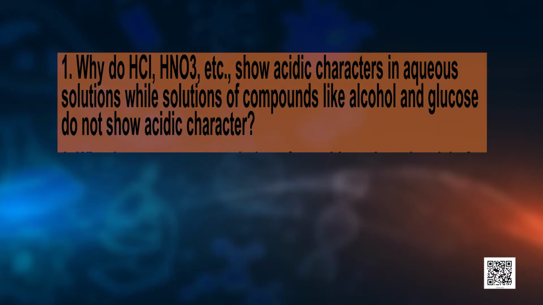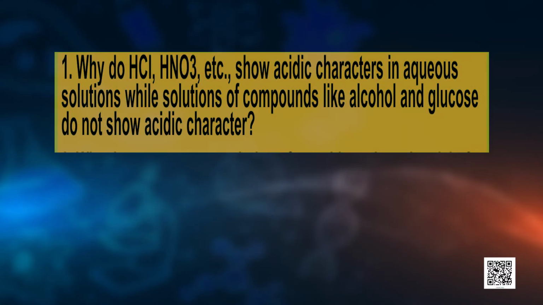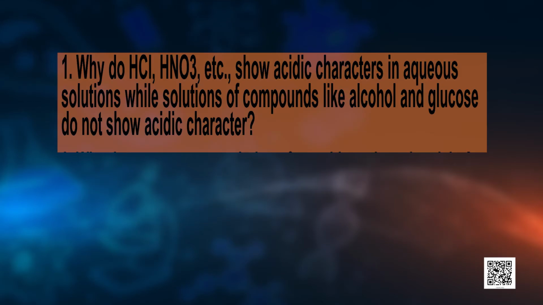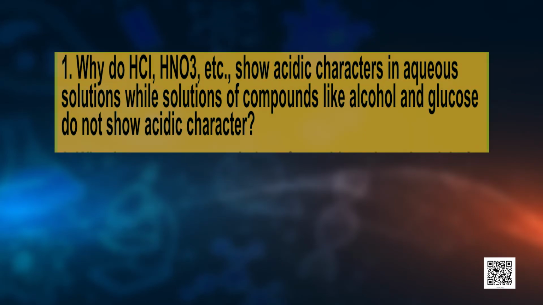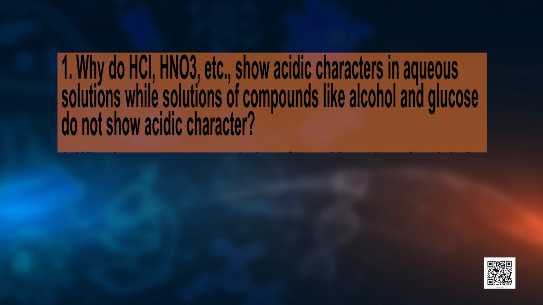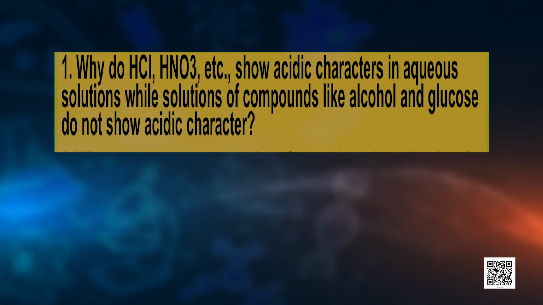Okay, now it is quiz time. Let us see whether you remember what we just learnt. Why do HCl, HNO3, H2SO4 etc. show acidic characters in aqueous solution, while the solutions of compounds like alcohol and glucose do not show acidic character, though they also have hydrogen? Can you tell me? I think you can. That is because HCl, HNO3, H2SO4 will release H+ ions in the aqueous solution to form hydronium ions, but alcohol and glucose solution will not do that.